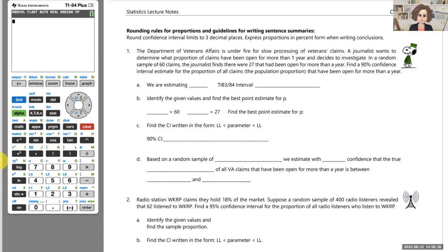Welcome. Let's take a look at some confidence intervals for estimating unknown population proportions.